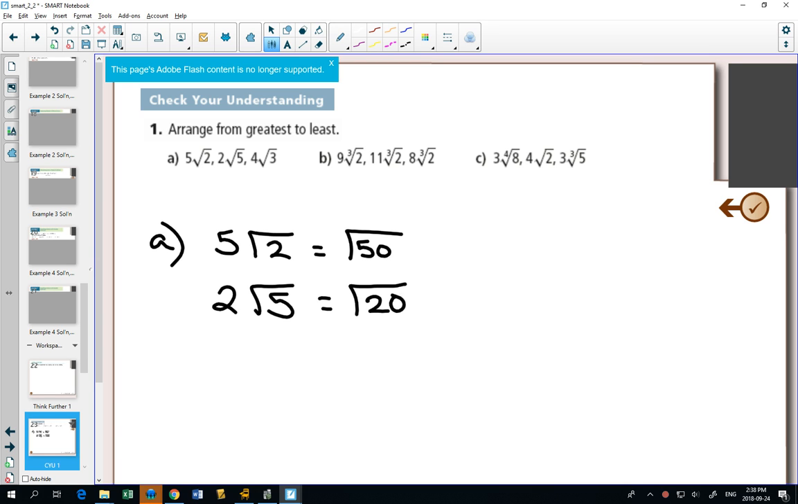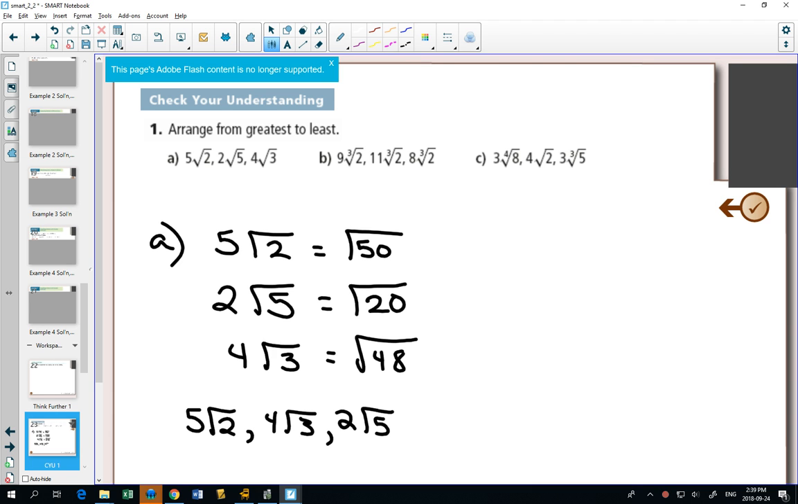And now comparing those numbers, it's easy for me to see that root 50 would be bigger than root 20. And finally, 4 root 3: 4 squared is 16, 16 times 3 is 48. So if we were doing from greatest to least, 5 root 2 would be the greatest, then 4 root 3, and finally 2 root 5. But it's much easier to see once we change it to an entire radical.